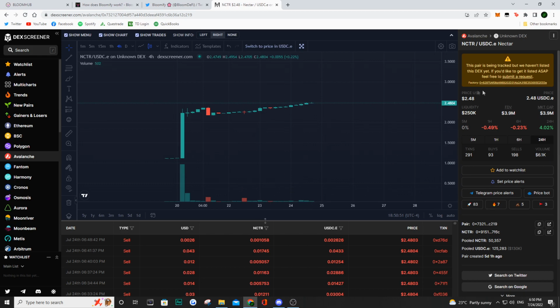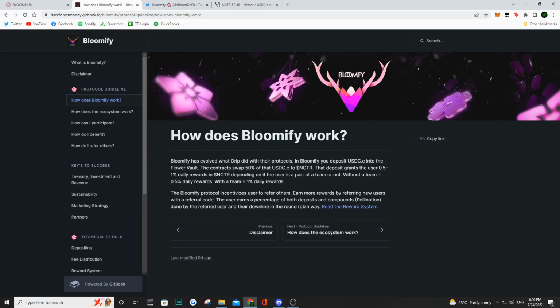And right now, the price of one Nectar token is sitting around $2.48, which is very good because I believe they launched around $1, and they are going to be implementing the LMS, which is Horde's liquidity management system.